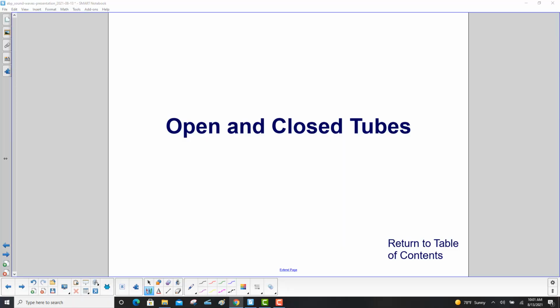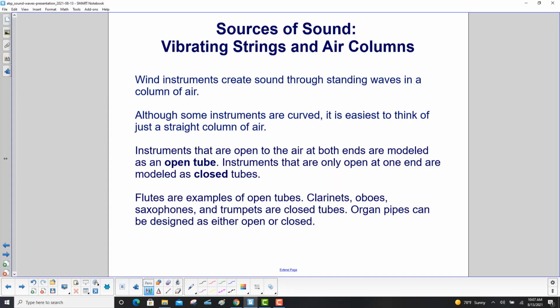Open and closed tubes. Wind instruments create sound through standing waves in a column of air, and we talked about that earlier with the saxophone picture. Although some instruments are curved, it is easiest to think of just a straight column of air. Instruments that are open to the air at both ends are modeled as an open tube. Instruments that are only open at one end are modeled as closed tubes.